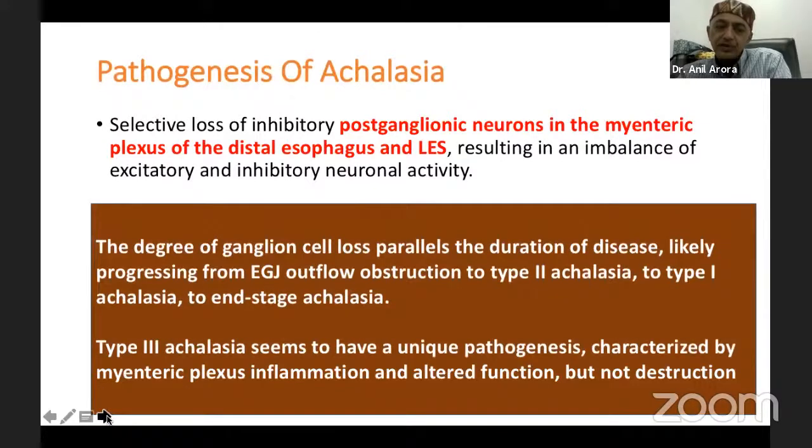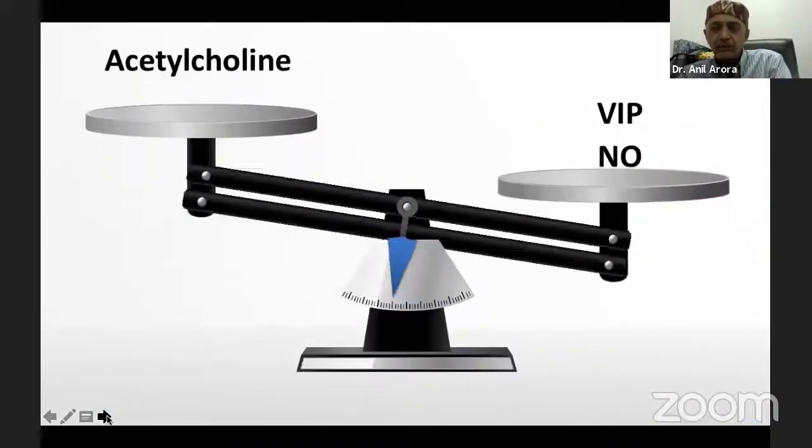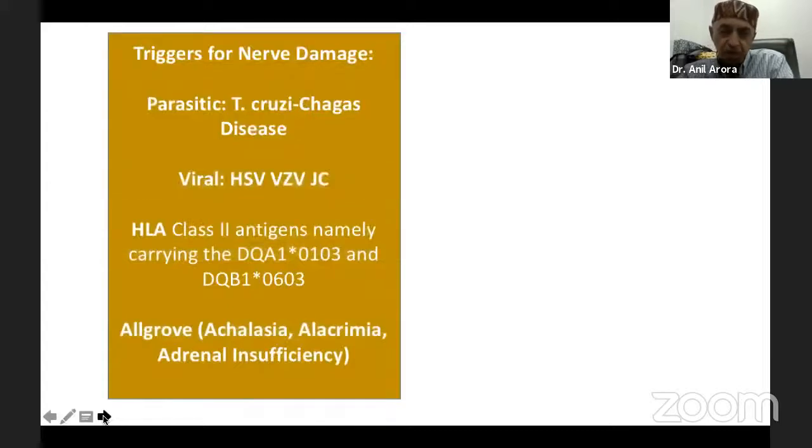The basic problem in patients with achalasia cardia is that you have a destruction, specifically and typically, of the distal esophageal neurons which secrete nitric oxide. So there is an imbalance in the inhibitory neuronal activity, that is VIP and NO, thereby leading to excitation of the counteracting neurons which produce acetylcholine. So the imbalance between acetylcholine producing neurons and the destruction specifically of the nitric oxide producing neurons is what leads to this type of problem, primarily in the form of achalasia cardia.